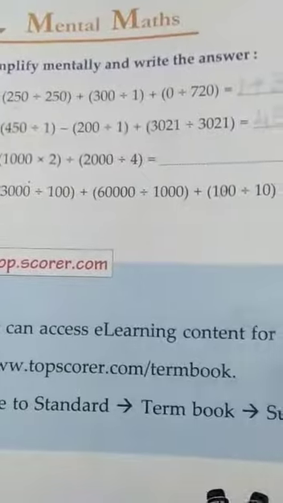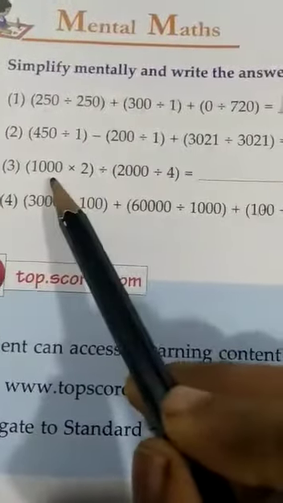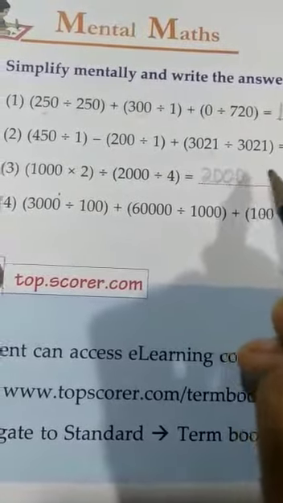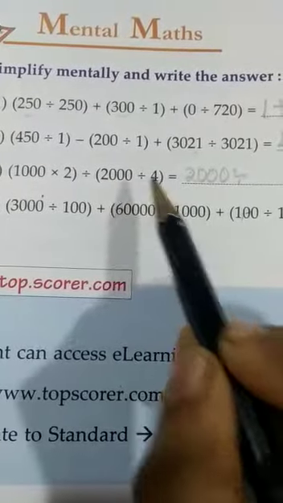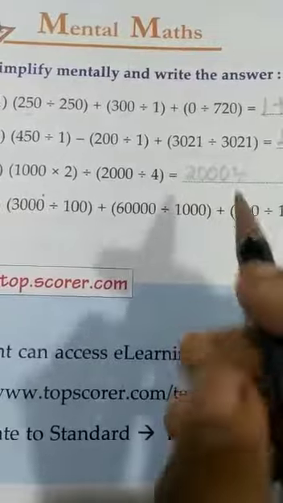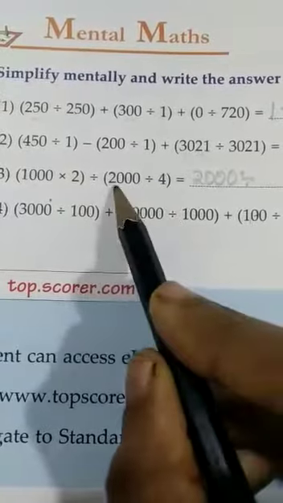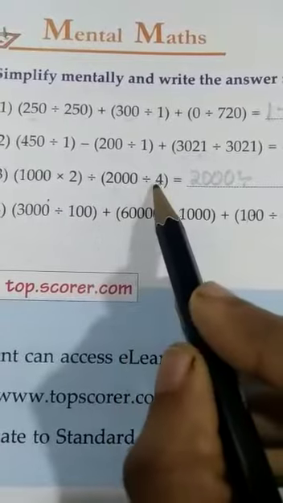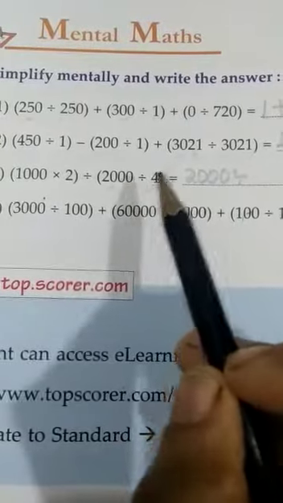Okay, next one. Here you don't have to do division at the side like the way you did in the assignment, right? It is easy. Divisions are easy here. Now 1000 into 2, what will be 1000 into 2? It will be 2000 divided by 4. 4 into 5 is 20, right? If you divide 2000 by 4, 20 divided by 4 will give you 5. So 2000 divided by 4 will give you 500.